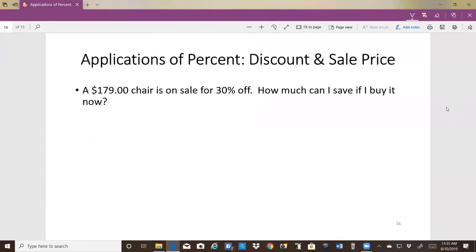Now, very often you are interested in using percentages when you talk about discounts and sale prices. Suppose you have a $179 chair on sale for 30% off. How much can I save if I buy it now? Okay, you will save 30% of the chair's price, which would be 0.3 times $179. Put that in your calculator and you get 53.7. $53.70 is how much you save.